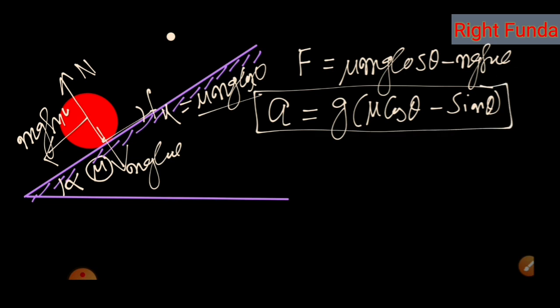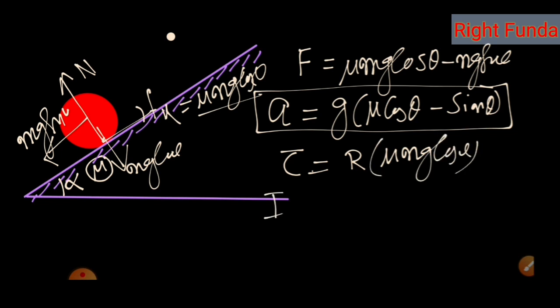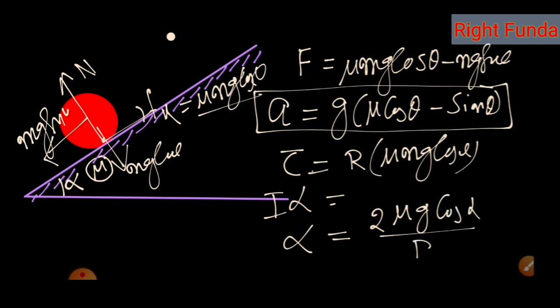Similarly, once we have the acceleration, a torque will be acting on this body. Who will be producing the torque? In this case, it is the friction force. So the torque is R times F, which is R·μmg cos θ. This is the torque acting on the cylinder, and the torque is equal to Iα, with I equal to ½mR² because it is a cylinder. We can calculate α to be equal to 2μg cos α by R.